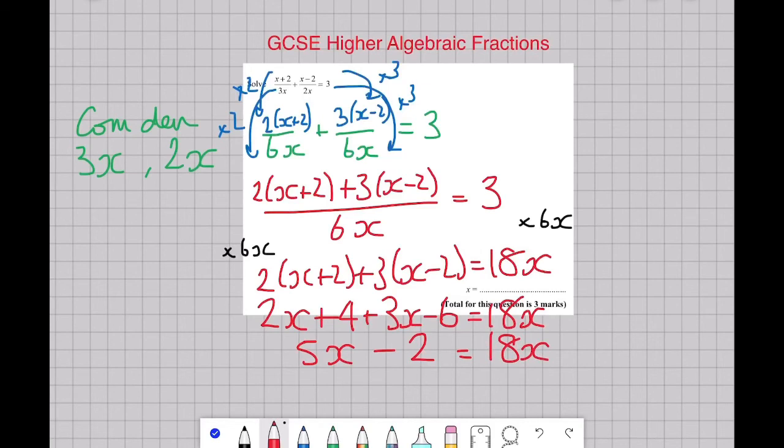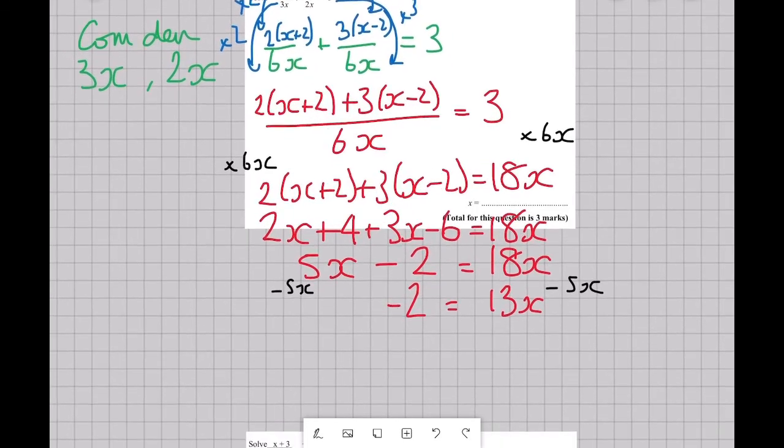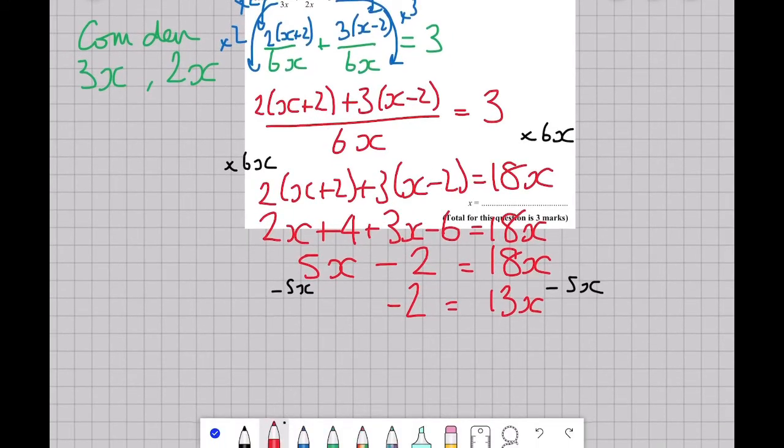So I'm now going to solve. So I'm going to minus the 5x from both sides. So I've got minus 2 equals 13x. Okay, and then divide both sides by 13 to leave x on its own. So I've got minus 2 over 13 is equal to x. And I'm going to leave it like that, leave it as a fraction. Okay, so that there is my answer.